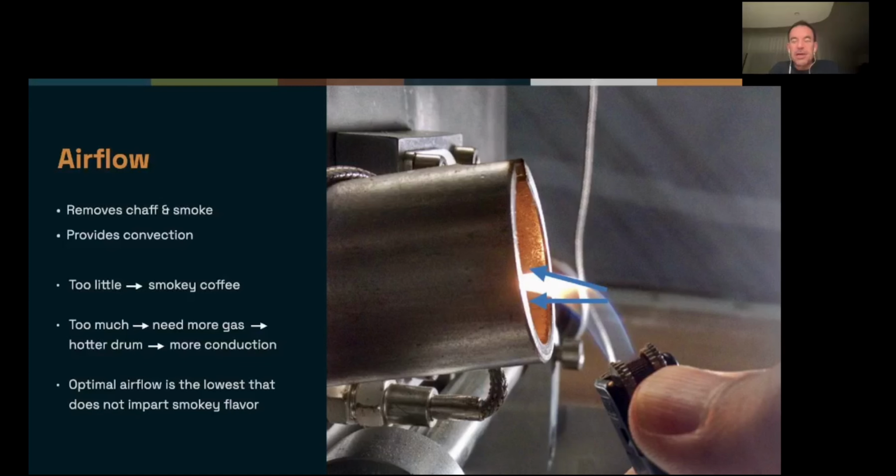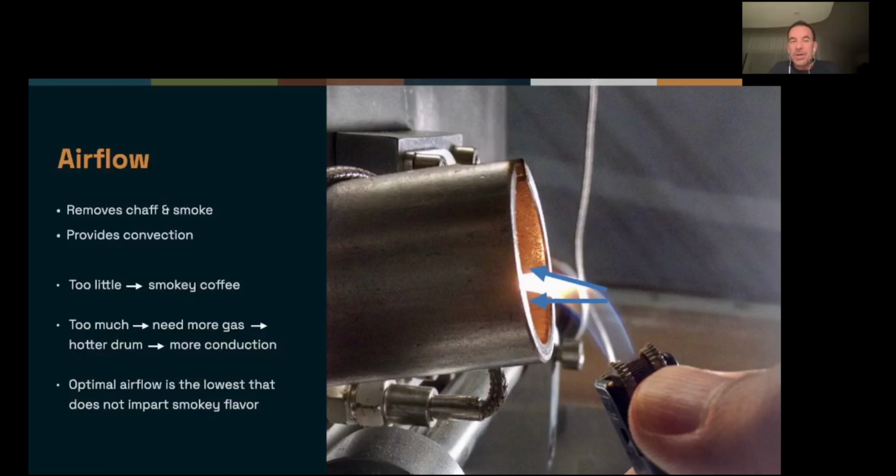Okay, so someone asked, what if there is noticeable smoke despite passing the lighter test? This is where you need some judgment. I would recommend cupping several roasts, and when you break the crust during the cupping, see if the coffee seems smoky or not. That's the best time to judge whether you had enough airflow.